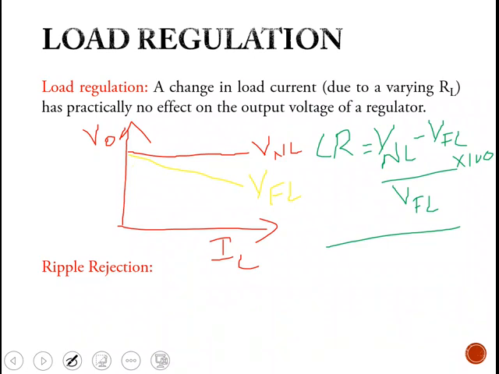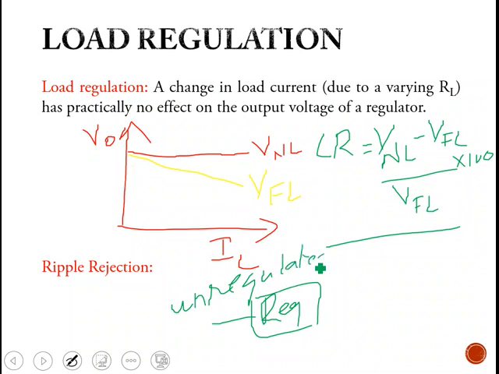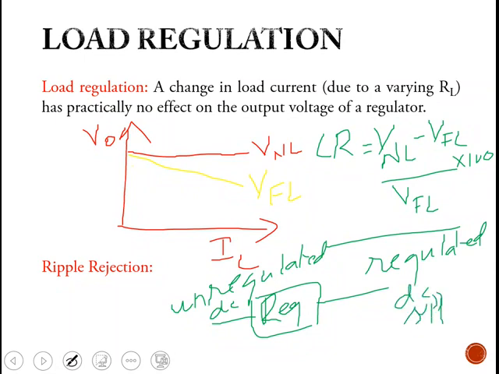Ripple rejection. You know that the input to the regulator is unregulated DC supply which contains ripples, and the output of the regulator is the regulated DC supply. So now what is the amount of ripples that has been removed? The regulator removes the ripples, therefore the output ripple is very low.